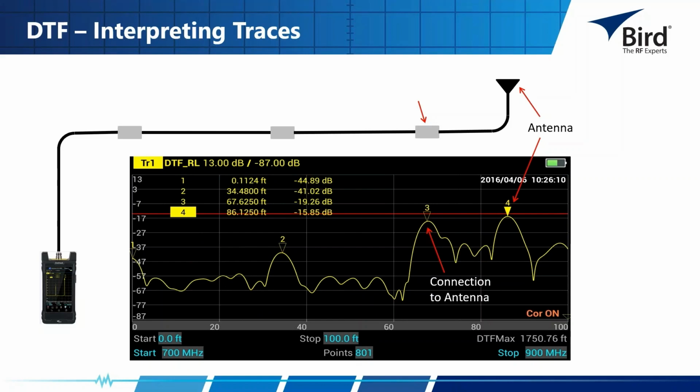And out there at marker 4, that's my antenna. If you subtract the difference in length between marker 3 and 4, marker 4 is out there at 86 feet. Marker 3 is at 67 feet. That's just about 20 feet of difference. So you can see the antenna out there with the additional 20 feet. And our total length there is roughly 86 feet.